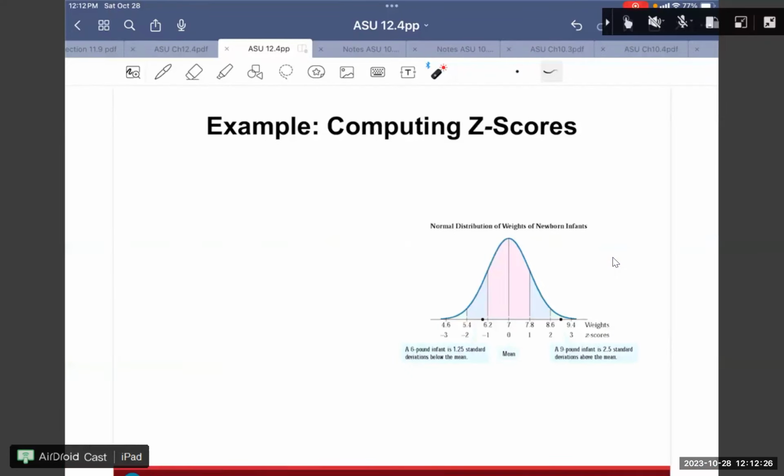So we have an example. Compute the z score. The weight of newborn infants is normally distributed. A 6 pound infant is 1.25 standard deviations above the mean. The mean is the average, right? A 9 pound infant is 2.25 standard deviations above the mean. So what does that mean?